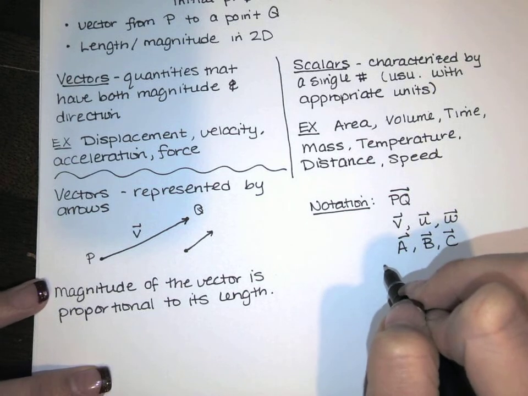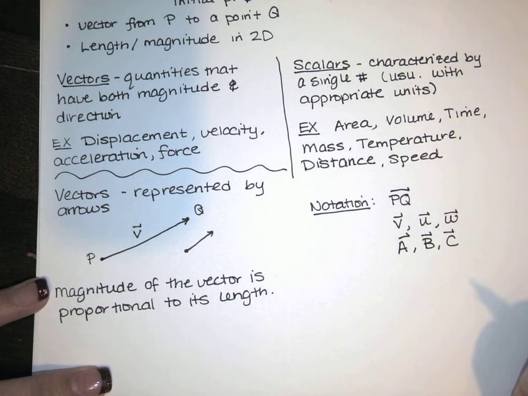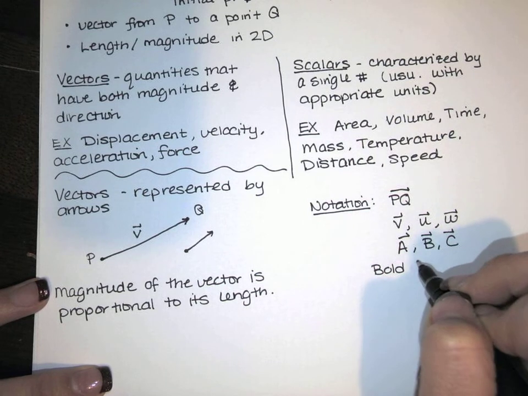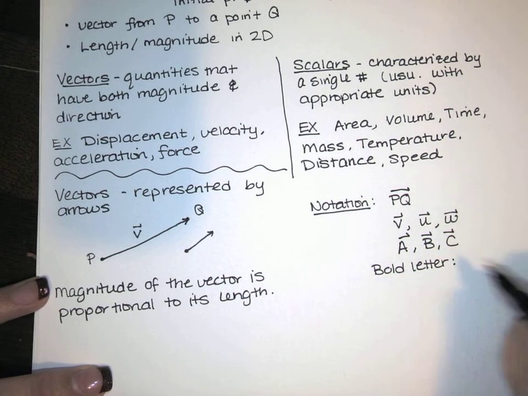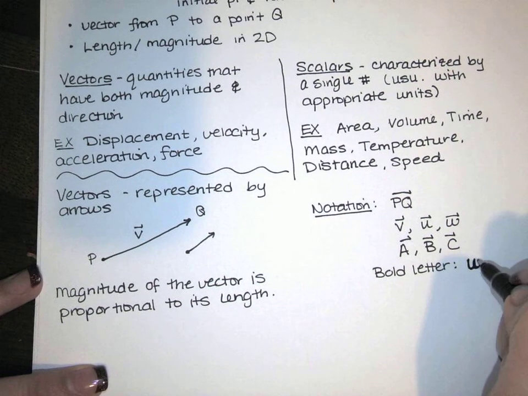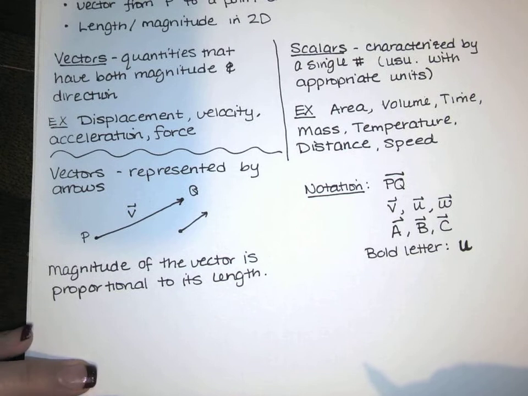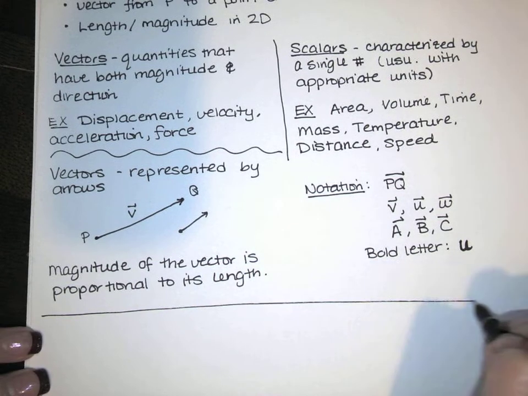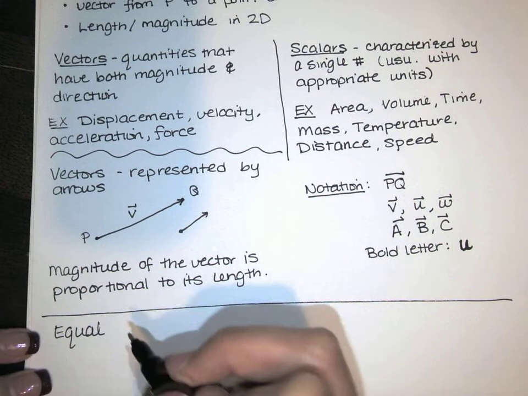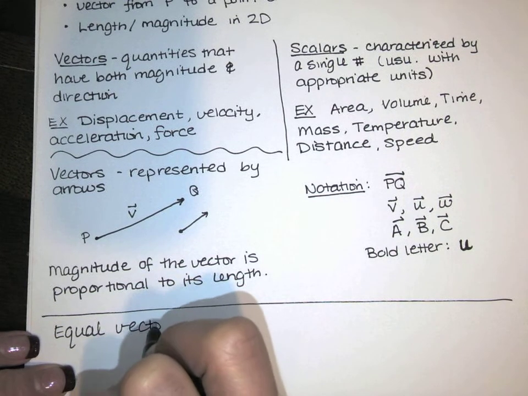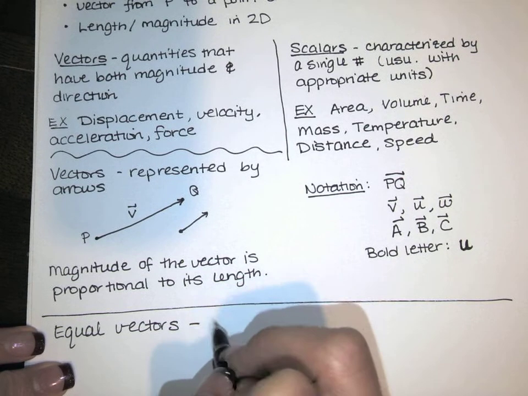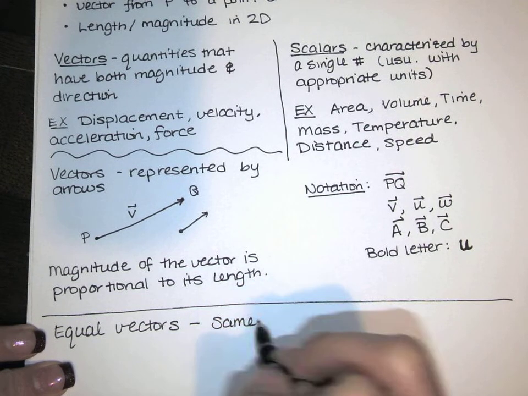And in typed work, like our textbook or your lecture notes, if you just see a bold letter, and it's usually lowercase, like a bold u, I can't really make it bold when I'm drawing here for you, that represents a vector. Now we say that two vectors are equal if they have the same magnitude and direction.